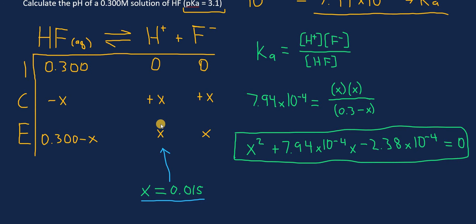And now we can take this value and plug it in for x. Because to calculate the pH, all we really care about is the concentration of H plus at equilibrium. So to solve for the concentration of H plus, you simply plug in your value of x. And that's going to equal 0.015 molar.